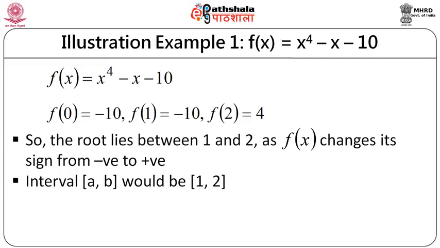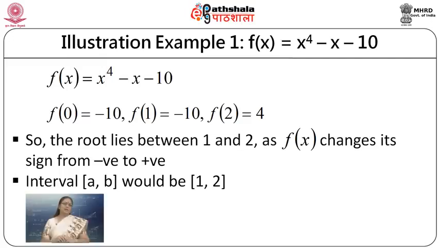We need to find the interval [a, b] over which we need to ensure that the convergence occurs. So, let us find the values of the function at different points. At 0, f(0) is minus 10. At 1, f(1) is 1 minus 1 minus 10, again minus 10. At both points the function is negative, given by minus 10.